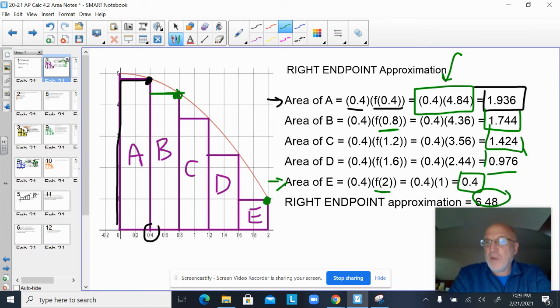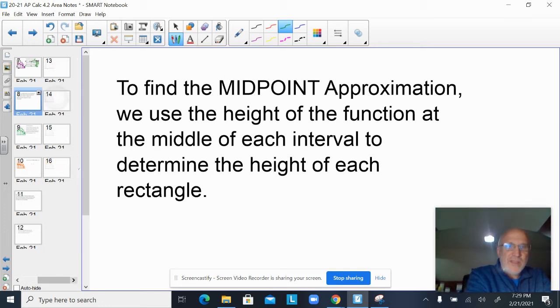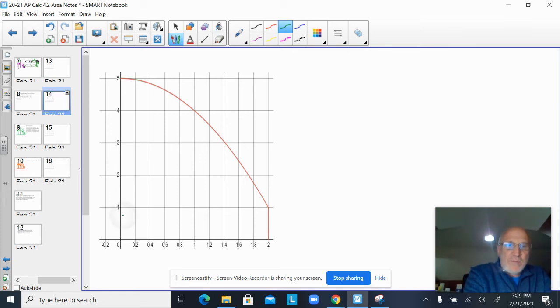The third one is a midpoint approximation. Well, you guys have cracked the code now, so you can figure out what we're doing. To find the midpoint approximation, we use the height of the function at the middle of each interval to determine the height of each rectangle. So for instance, let me go back to a blank drawing where I show you the one I did. Interval A went from 0 to 0.4. My left endpoint used the height of the rectangle at 5. My right endpoint used the height right there at 0.4. My midpoint is going to use the one right there. It's at the middle of the interval.